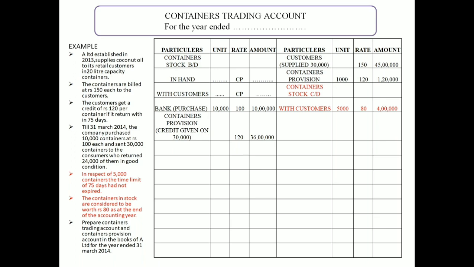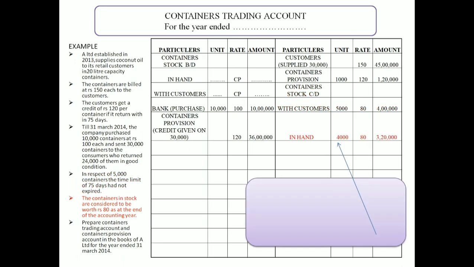Then the next item: there is no loss by fire and no scrap situation, and the containers provision is there, so we have not entered those two things, loss by fire and scrap. If something is there, you have to enter it on the credit side of this account. Then you have to enter the customers, that is 5,000 into 80, that is with customers.